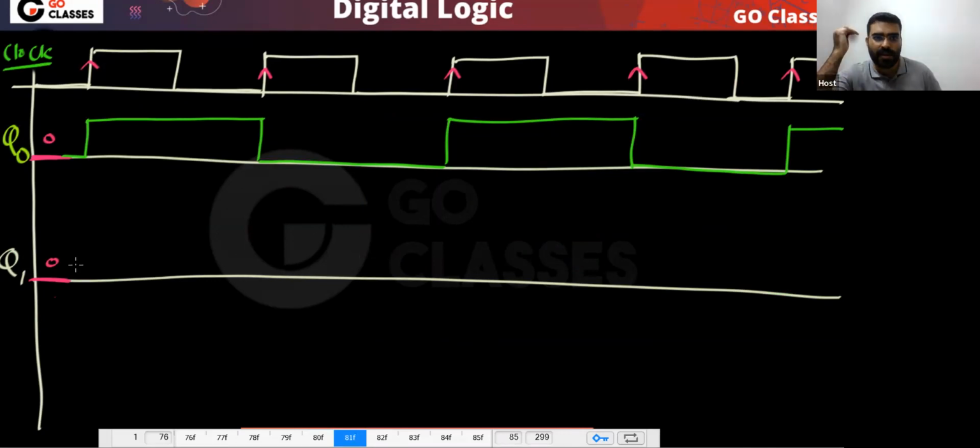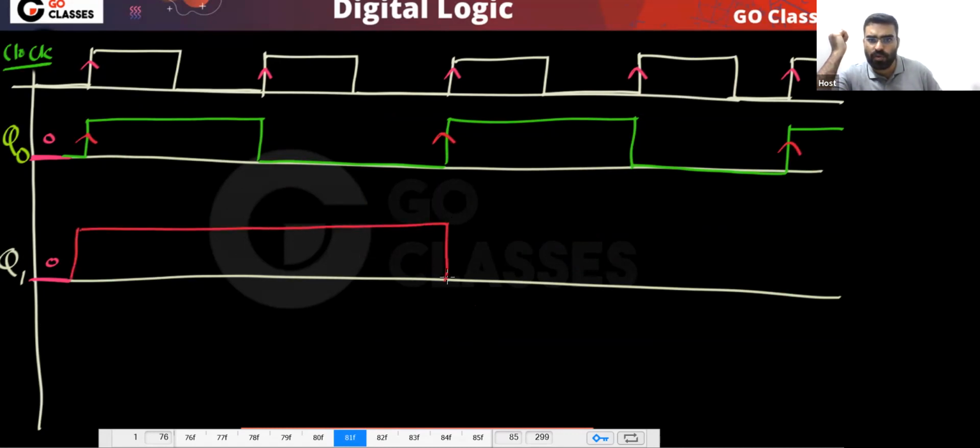Now you tell me, when will Q1 toggle? Q1 will toggle in this situation, when Q0 is going from 0 to 1. When Q0 goes from 0 to 1, in this situation, this Q1 will toggle. And so on.